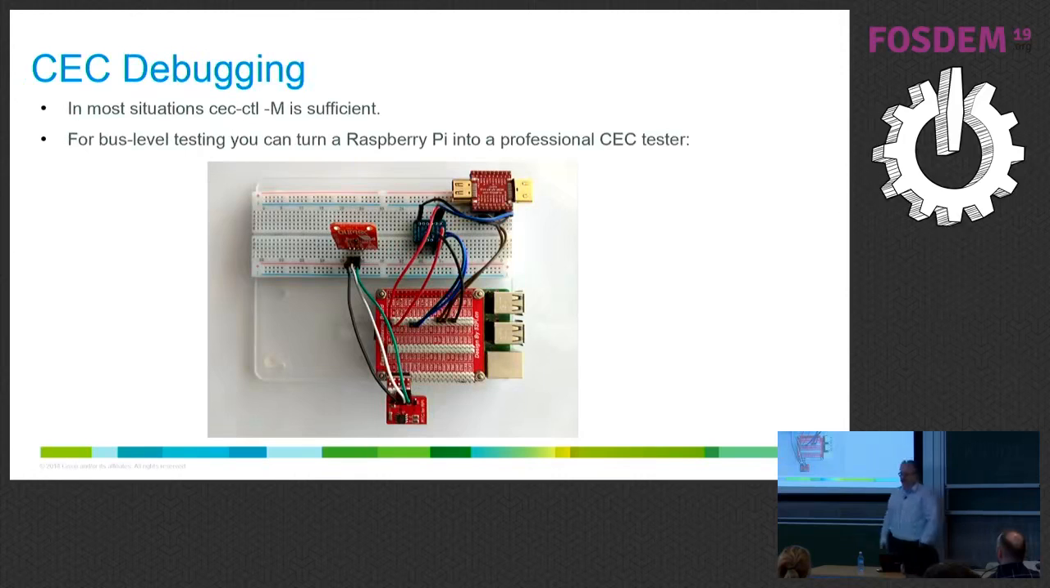CEC debugging is very interesting in practice if you work with weird devices that don't quite adhere to the standard. In most situations, cec-ctl -M is sufficient. That monitors all the transmits that you do, everything you receive, and everything that was broadcast.